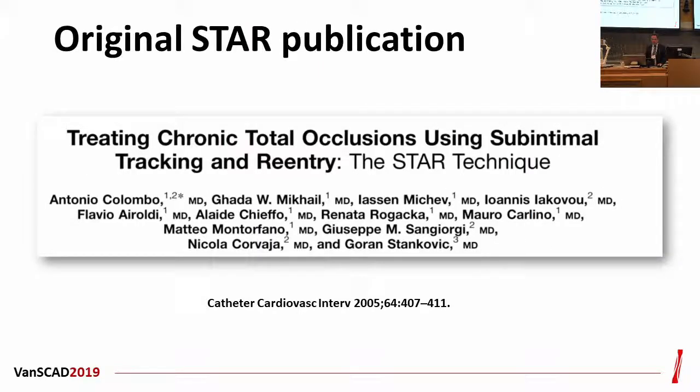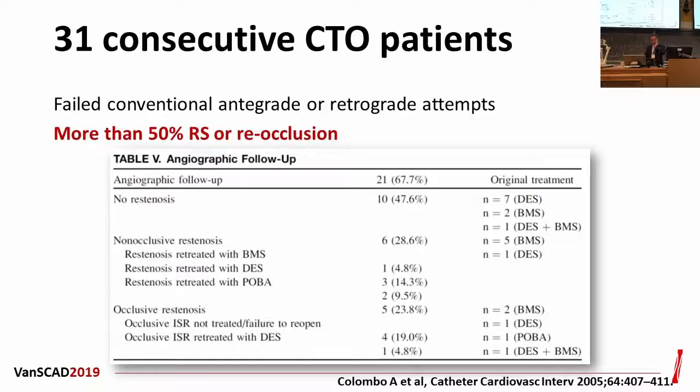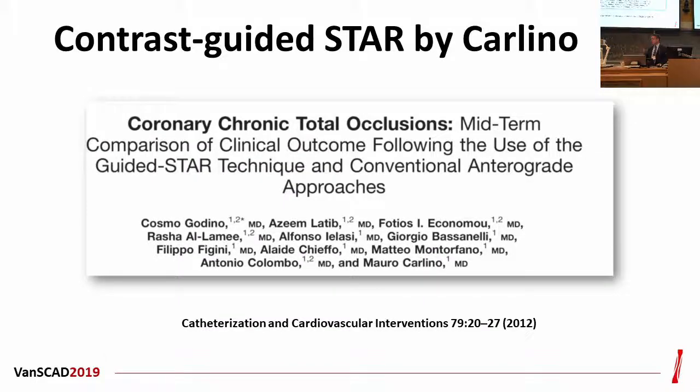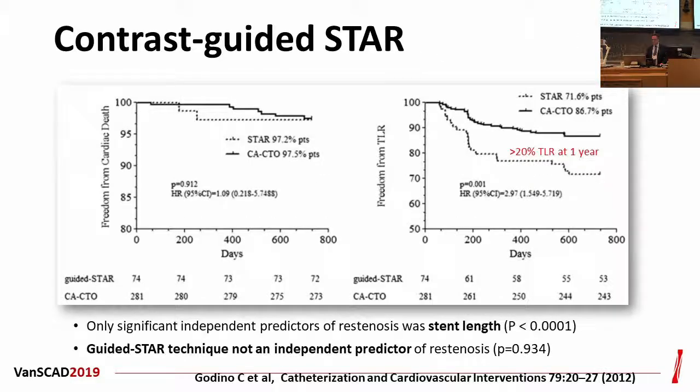So what is STAR? And what data do we have on STAR? The original publication from Colombo showed like a 50% restenosis or reocclusion rate. So what Colombo was doing, he was pushing, not necessarily with a microcatheter, a polymer jacket wire, either Whisper, and then unpredictable reentry in either of the branches. There was a lot of BMS at that time, so we didn't know if that was because of the technique or the BMS. Then Mocamino from Italy introduced the contrast-guided STAR, which is going beside the plaque, shooting contrast, and reintroducing, going back into the vessel.